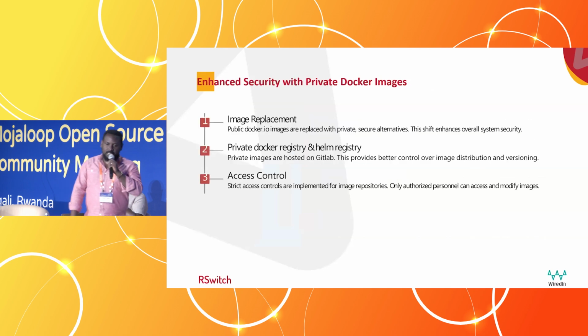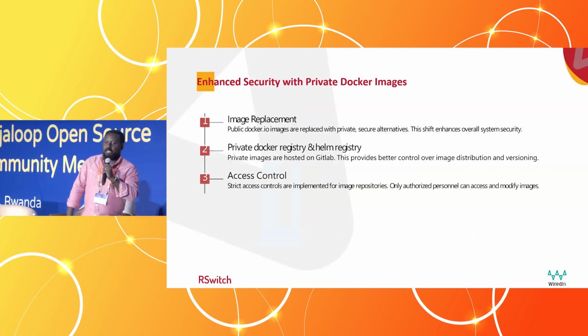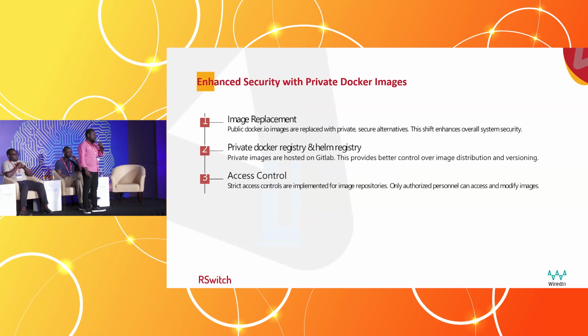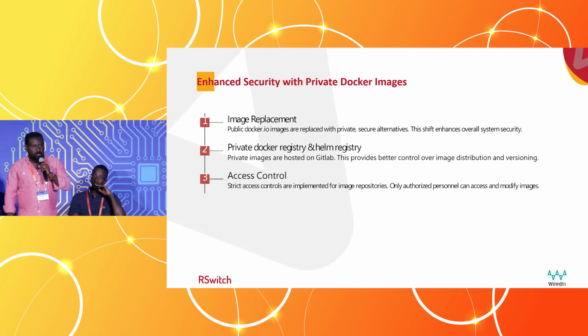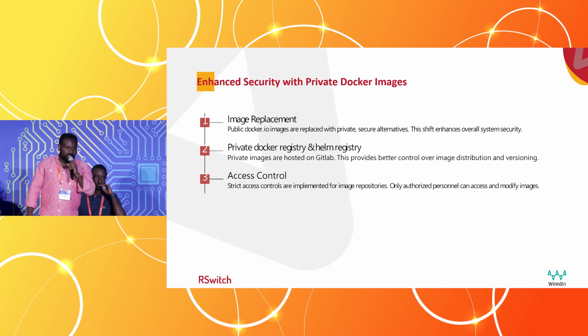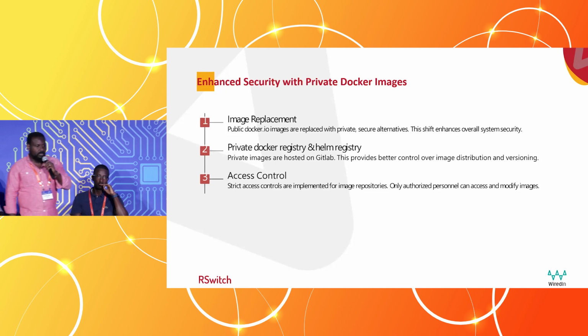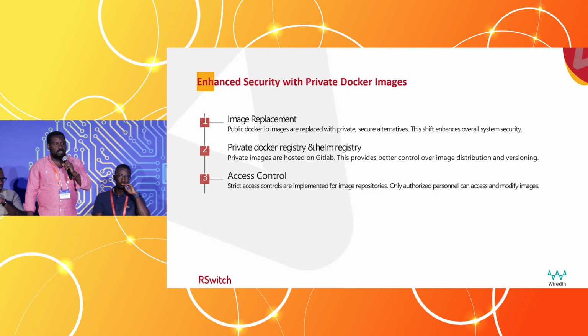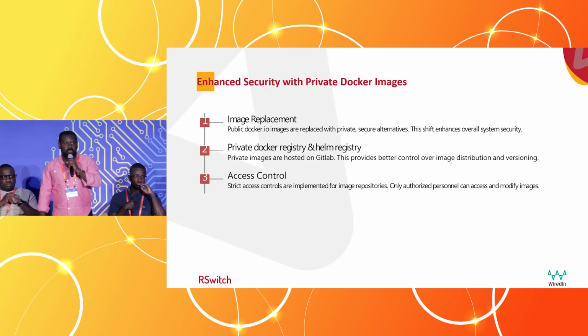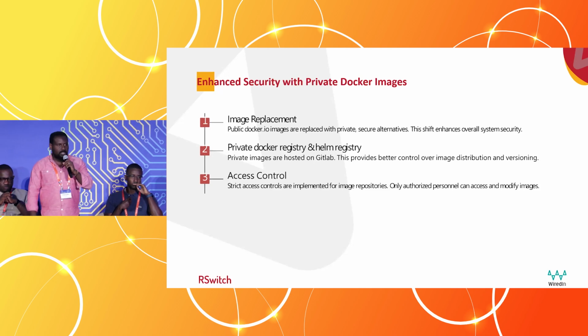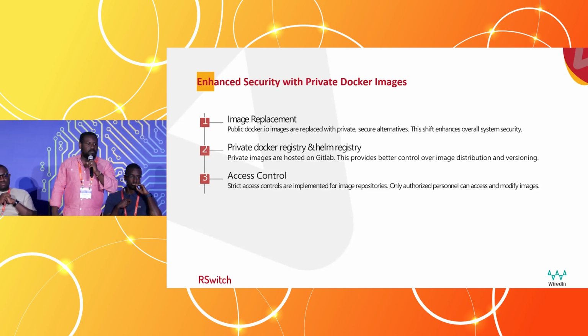The second slide, I'll be telling you about the enhanced security with private Docker images. So we replaced all public Docker IO images with secure alternatives. This shift to a more secure deployment. And also, as I mentioned, in our environment we don't have access to internet. So we had to use the private Docker registry and the private Helm registry to deploy from there. And also we set access control so that only authorized users can make changes to images.